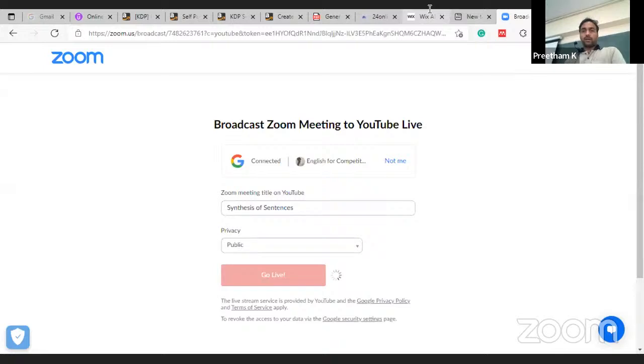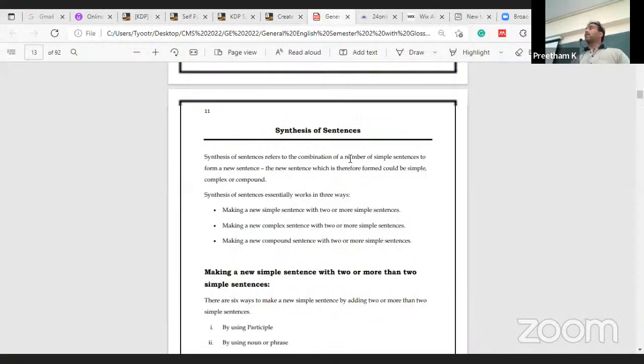Okay, let's start with the first chapter in the second module, synthesis of sentence.